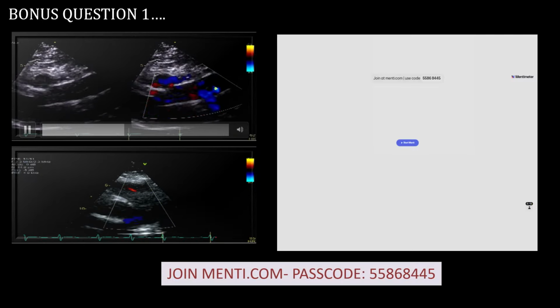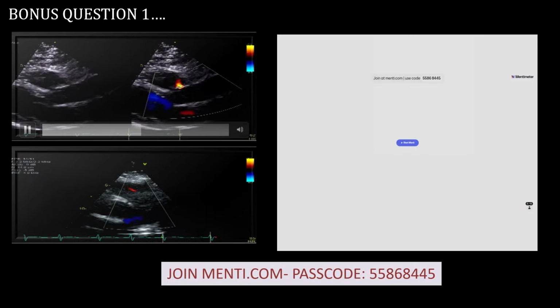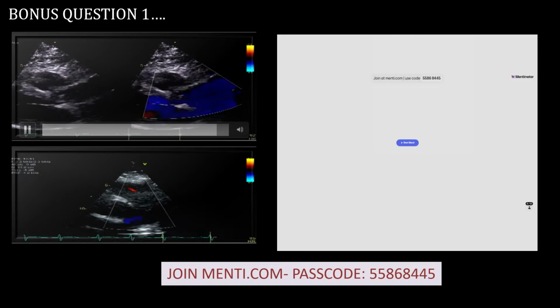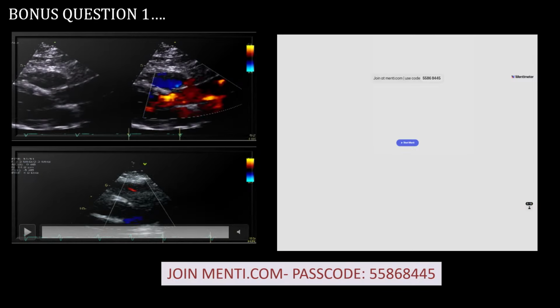So very important to remember, guys, because we have that elevational plane we forget on an echo, right? So imagine you're doing a PR jet and you're basically flipping it. It can look as if it's coming from the ventricular septum. Very important artifact to know.